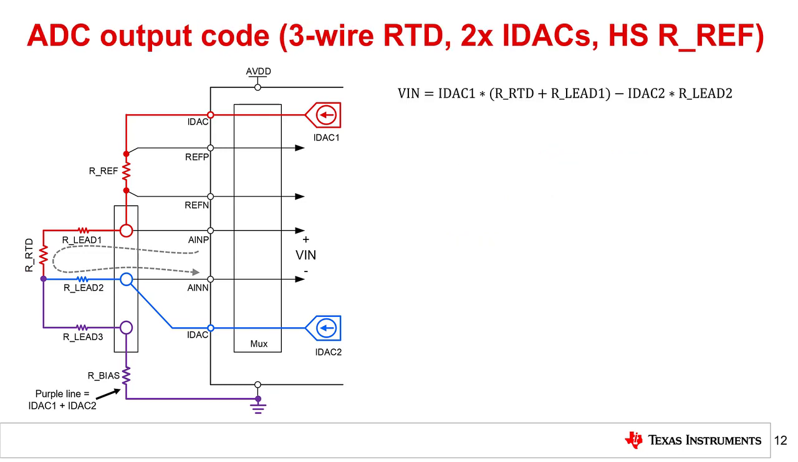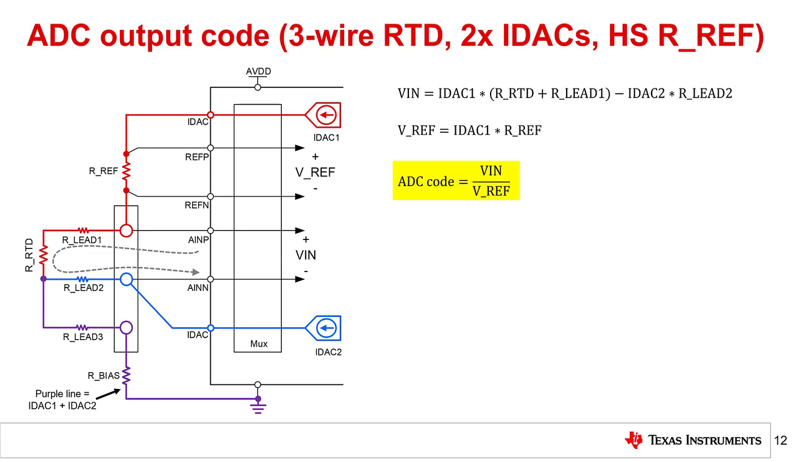As before, let's keep the equation for Vin, which is shown on the top right. On the left is the 3-wire RTD circuit using 2 IDACs and a high-side RREF from the previous slide. We also need the equation for the reference voltage, Vref, which is shown as IDAC 1 multiplied by RREF. Unlike the low-side RREF configuration, the factor of 2 in the denominator is missing because only one IDAC flows through RREF. Next, we need the equation for the ADC code. A simplified equation is given as Vin divided by Vref.